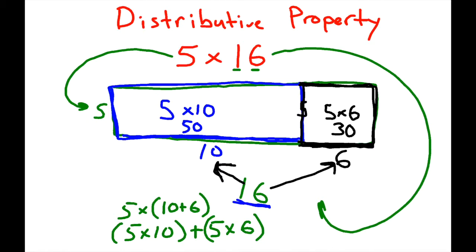If I put my 2 rectangles back together, black plus blue, I have 50 plus 30 for a total of 80. Five times 16 equals 80.